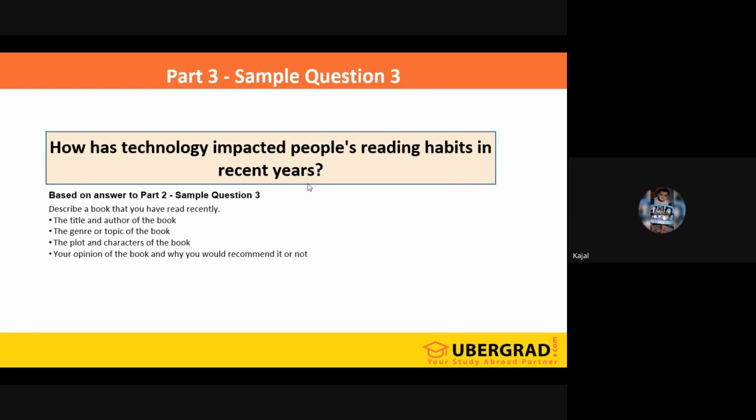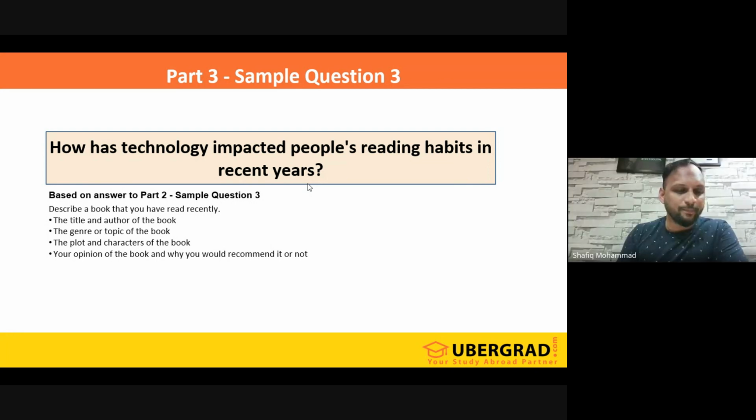Okay, thank you. So, what do you think? Do you read from a mobile phone or from a laptop or from a book? Which one do you prefer?